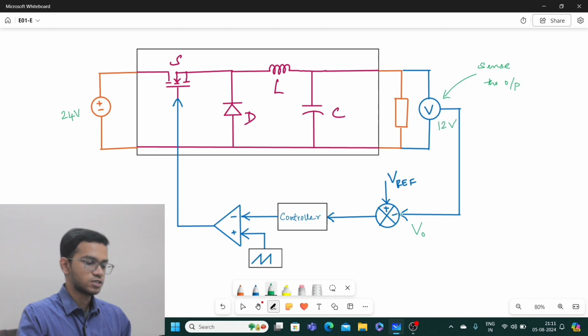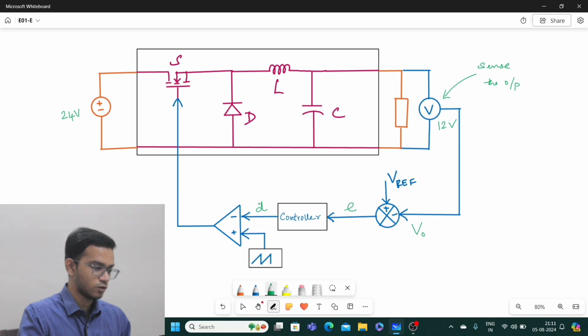So whatever voltage is measured here will come here. It will be compared with the reference value, and an error will be produced, which will be given to the controller. The controller will take the error inside and give you the duty ratio outside. I am stressing this because this is a very important point. You have to note that the output of the controller block will be duty ratio. We'll come back to the controller again to discuss that in detail.